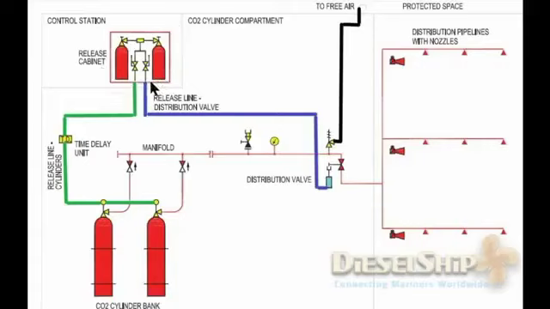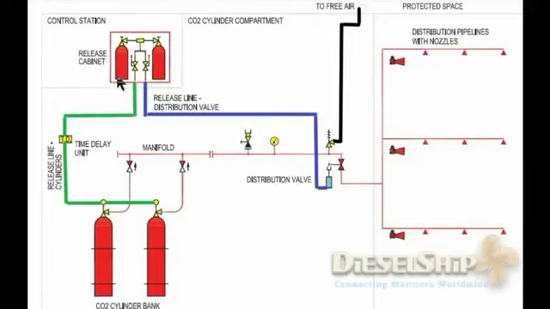So in most ships, you have two basic places where the control stations are located. One is the fire control station, and the other is the CO2 room itself. And the third is just outside the engine room, just at the entrance of the engine room in fact.